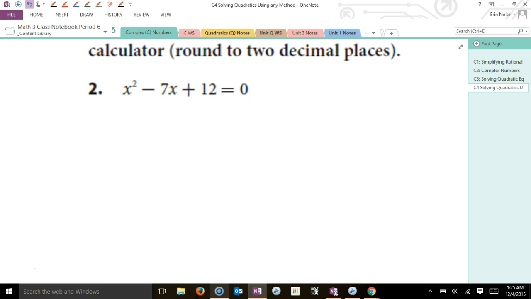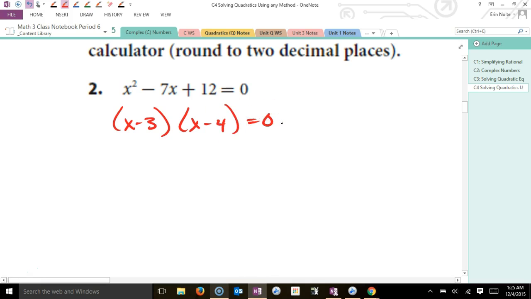Which method would we use? Remember there's 2 methods of factoring? The easy method, and then you have the box method, right? So this is the easy method. Do you guys remember how it goes? Which 2 numbers multiply to the last and add to the middle? -3 and -4. So those are your 2 quantities. This is going to factor into x minus 3 and x minus 4.